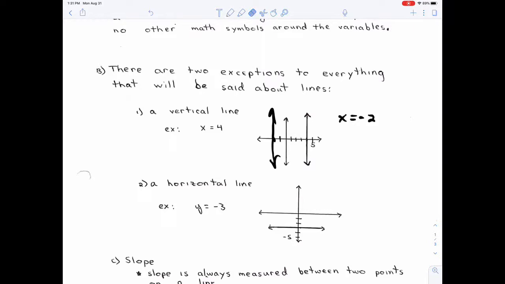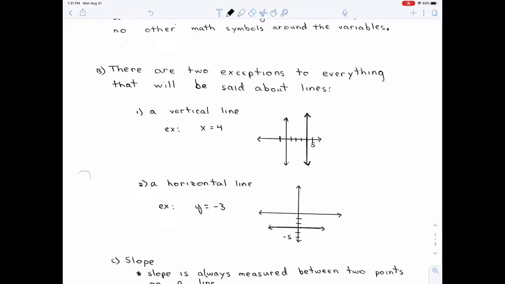So let me get rid of this because you don't need to draw that. You've already got the example you need there. So y equals -3. You go down to a y value of -3 and you draw a horizontal line. Everything, I don't care what it is, that I'm going to say from this point forward has those two exceptions. So if it's a vertical line or a horizontal line, whatever I'm going to say is not going to apply. You just have to have those memorized.